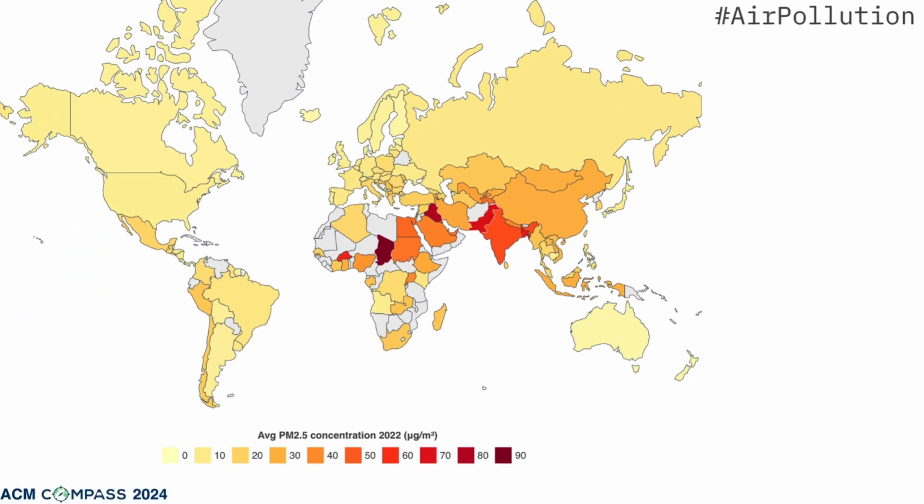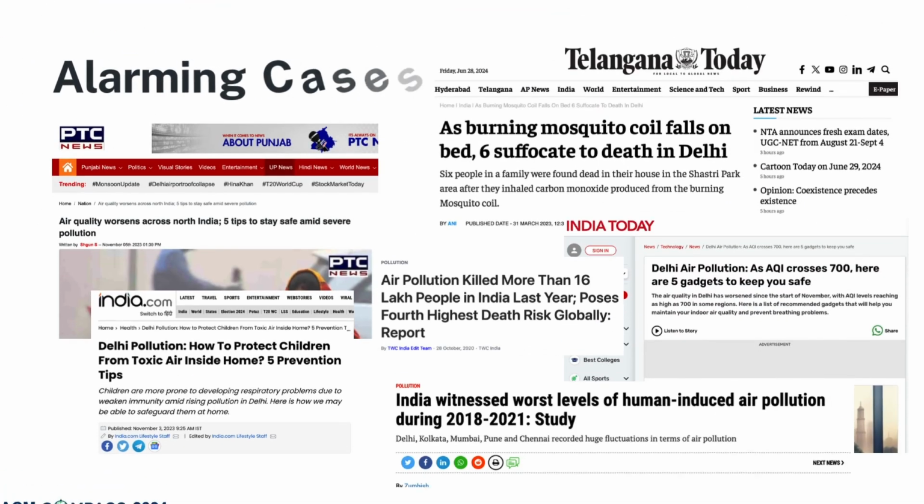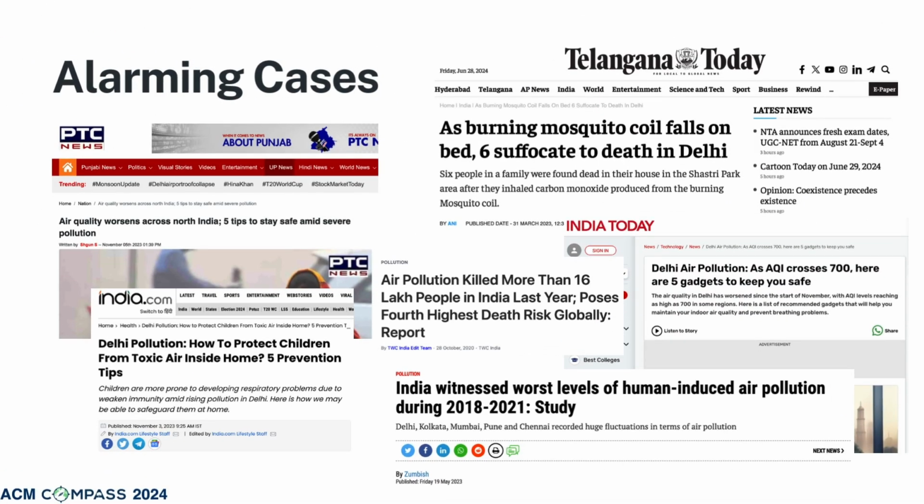With 3.2 million deaths globally each year, indoor pollution is becoming a critical problem today. Most impacted are developing nations like Bangladesh, India, Tajikistan, etc. In the last few years, we have seen many reports of adverse effects of bad indoor air on children and older adults from various parts of India.